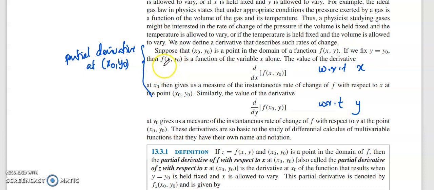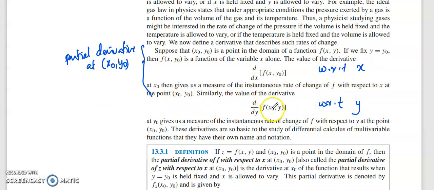Now you fix y equal to y0. So the function now reduces to a function of x alone. So f of x, y0 is a function of variable x alone. And now you find the rate of change of this function with respect to x. So you have a single variable function and you are finding rate of change with respect to that x. So the value of the derivative d by dx of f of x, y0 will measure the instantaneous rate of change of f with respect to x at the point x0, y0.